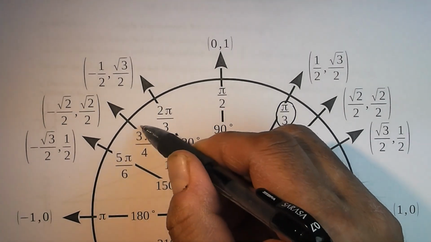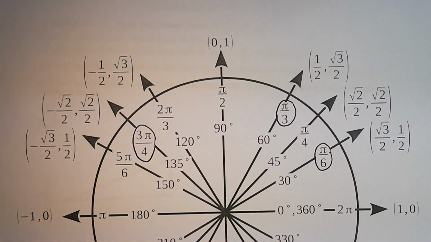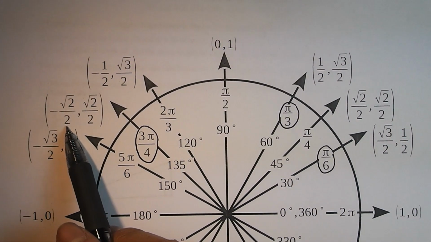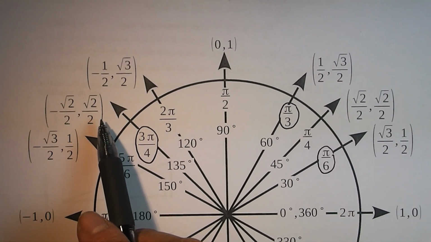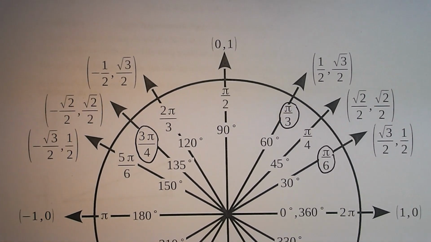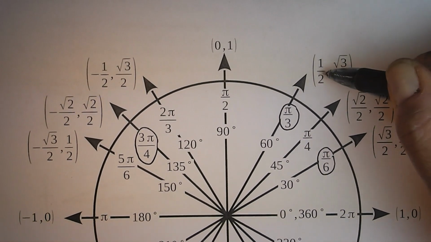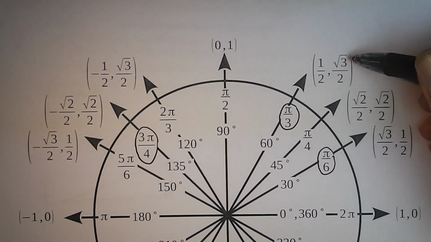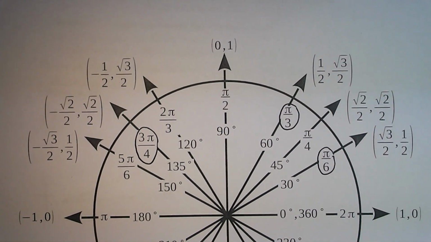And if you look at this angle, 3 pi over 4, cosine is negative radical 2 over 2, sine is radical 2 over 2. It's useful for you to look at your unit circle and see that those are the actual values. I'm going to write them down again. Remember that in these ordered pairs, the first number is the cosine of the angle, the second number is sine of the angle. Alright?